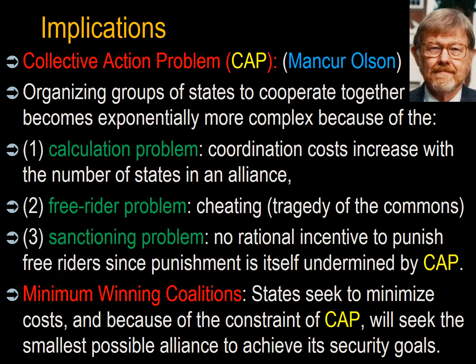So ultimately, the collective action problem predicts that most alliances will be minimum winning coalitions. States will seek to minimize costs and the coordination costs of the calculation problem, the free rider problem, the sanctioning problem, and will therefore seek the smallest possible alliance to achieve their security goals.